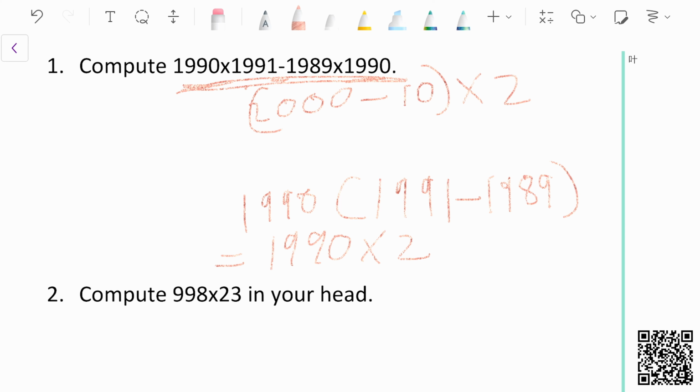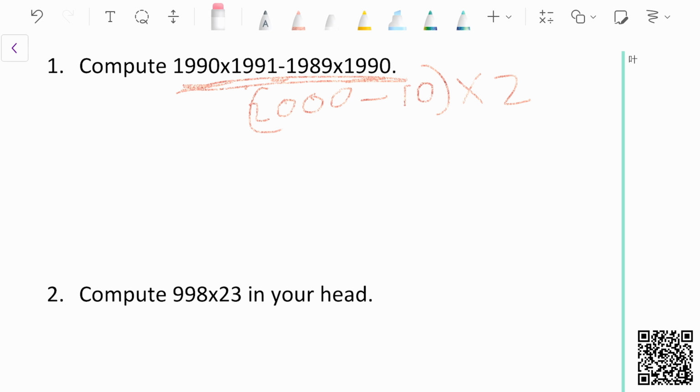And then if we lift the parentheses again, it would be 2000 times 2, so 4000, subtract 10 times 2, which would be 20, which would equal 4000 subtract 20, 3980.